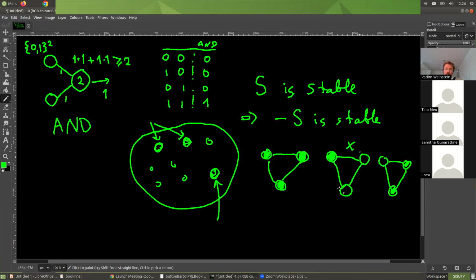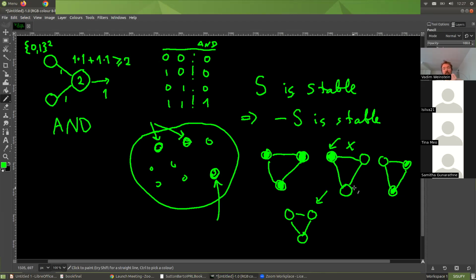So the only thing that could happen is that somehow this one gets destroyed, and then this converges to this stable state, which is empty. Okay. But why would this get destroyed? If this gets destroyed, yeah, I don't know, man.